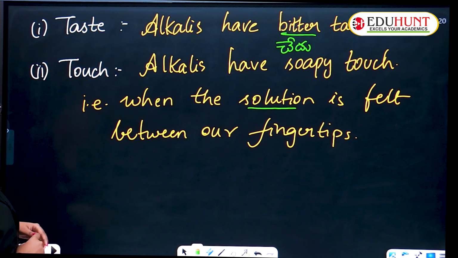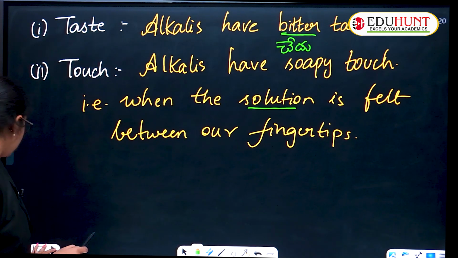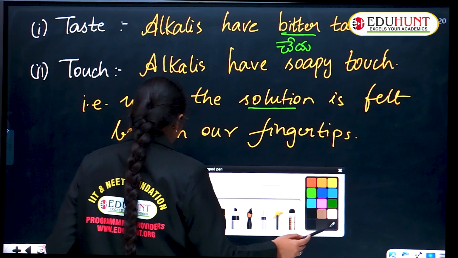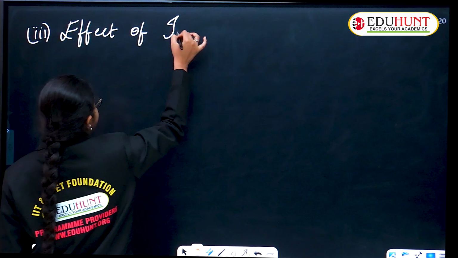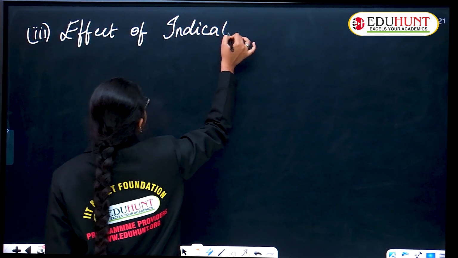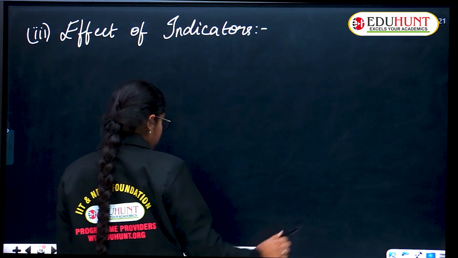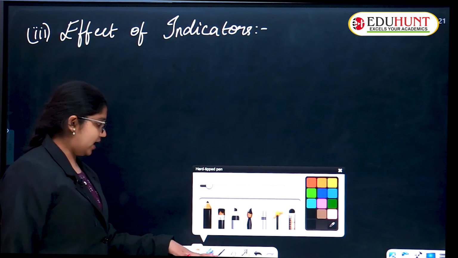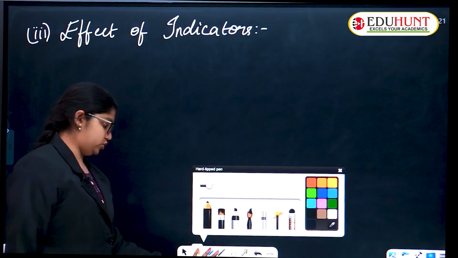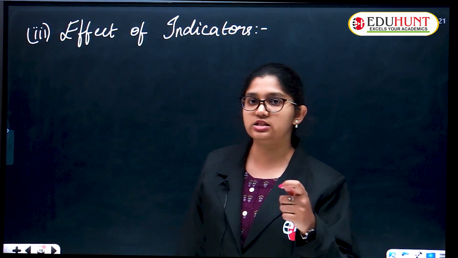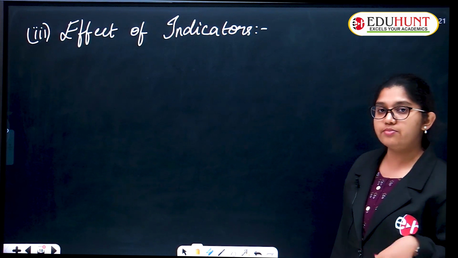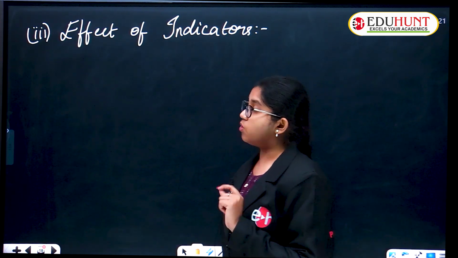Now, coming to the third one, that is effect of indicators. We have some indicators to be observed clearly when we add the basic solution to the sample in a beaker. If we add some indicators, there is some color change. We'll see what that is one by one.